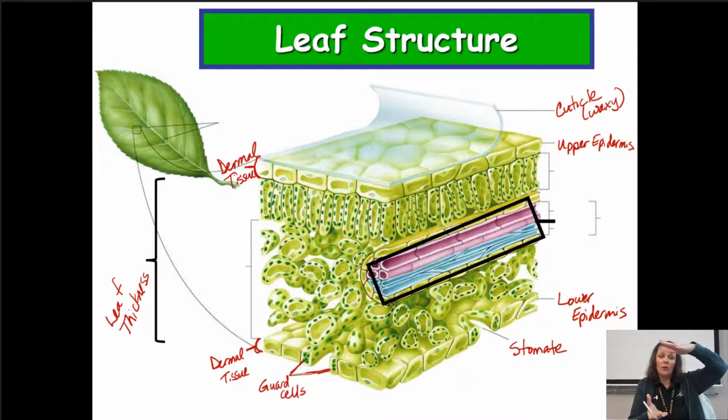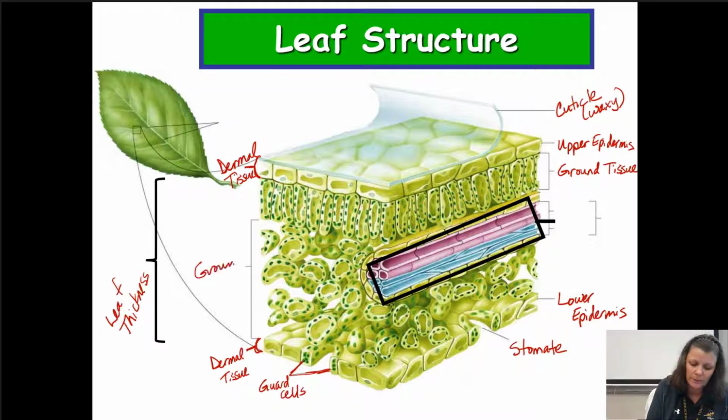Well, what are the other two tissues? There's the ground tissue. The ground tissue actually comes in two separate layers, and there are names to those, but I'm not going to trouble you with that. So just know that this layer is ground tissue, and this layer is ground tissue.